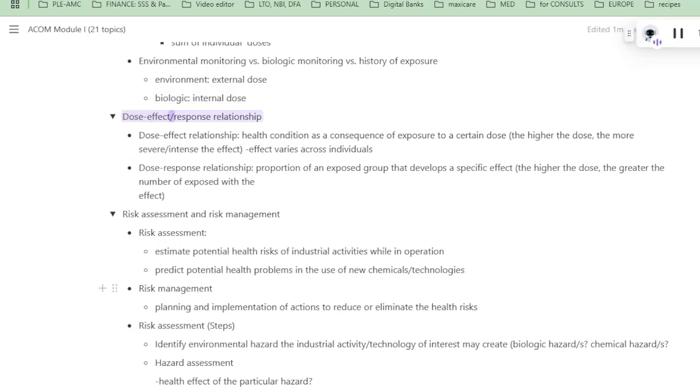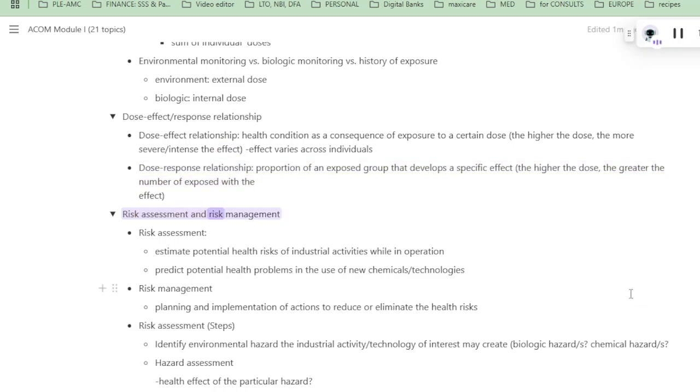Dose-effect and dose-response relationship. Dose-effect relationship: health condition as a consequence of exposure to a certain dose. The higher the dose, the more severe the effect. Effect varies across individuals. Dose-response relationship: the proportion of an exposed group that develops a specific effect. The higher the dose, the greater the number of exposed with the effect.